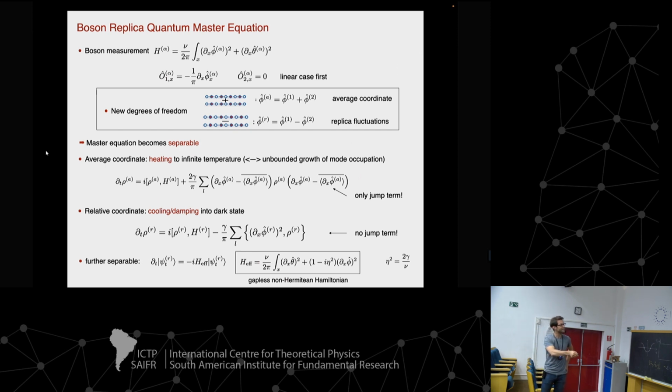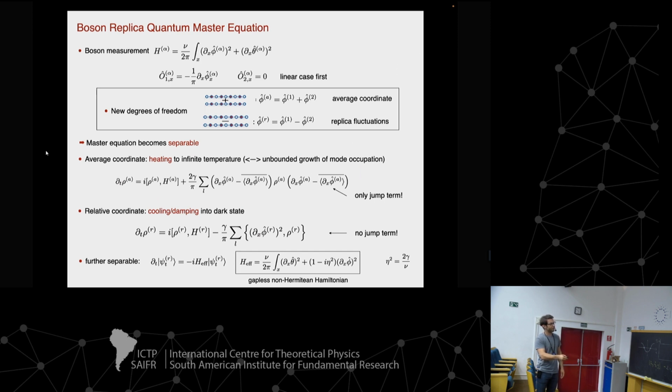So there's only dissipation for the relative coordinate, and there's only fluctuation for the absolute coordinate. This is what this problem wants to tell us, I guess. So this absolute mode heats up, the relative mode cools down. There's no jump term in this, no fluctuation, only dissipation. Remember this splitting of the Lindbladian into dissipation and fluctuation? That's what happens here, but in factorizing these degrees of freedom.